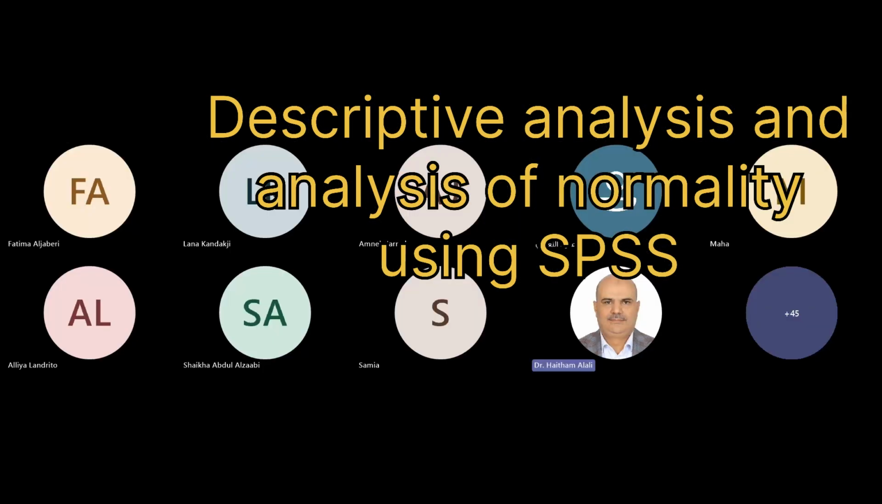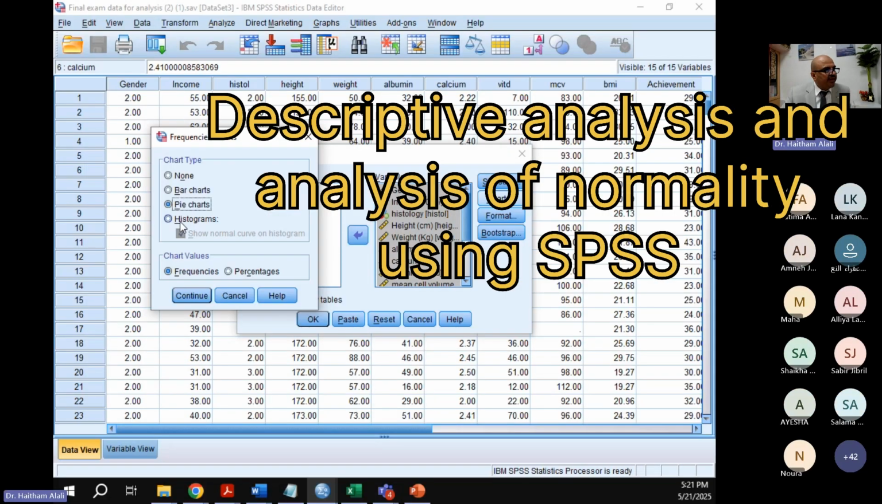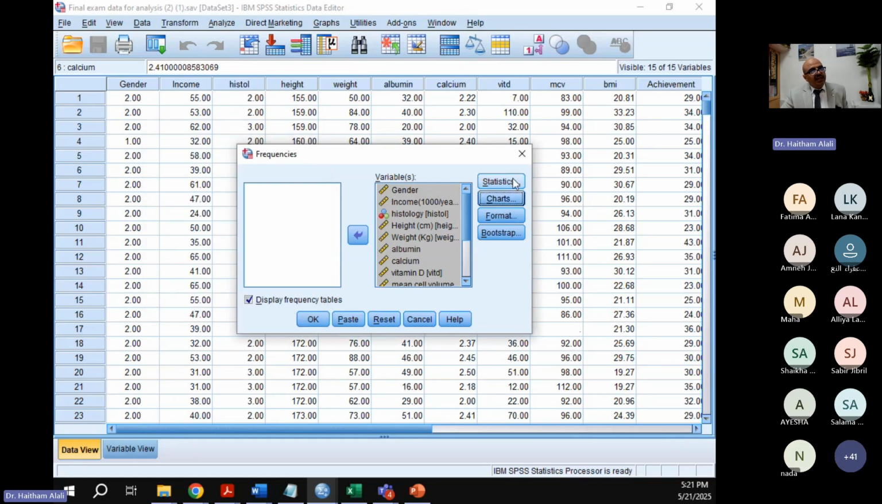Two only, the rest is more than enough, and it depends on the answer to the question. Let's go with the histogram, for example, and check the normality, continue, and that's it. Only two buttons here. You click on both and here we can see the frequency table already by default.